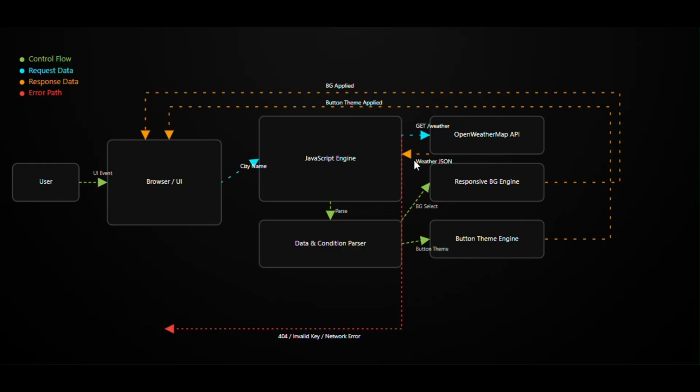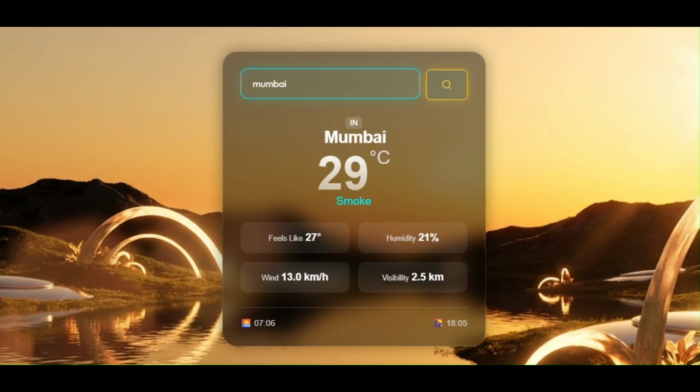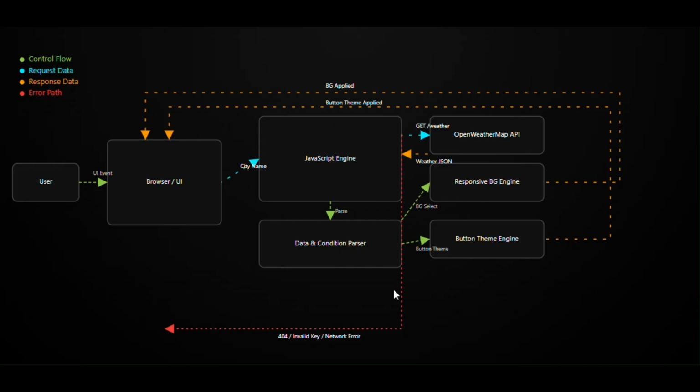The JSON data goes to the JavaScript engine. The JavaScript engine passes it to the data and condition parser, which extracts the important things that we need from all the data. As I showed, it extracts these things and transforms them into a readable format, like Kelvin to Celsius, timestamp to readable time, and all that. It just does the math calculation, and then it passes that data to these two engines.